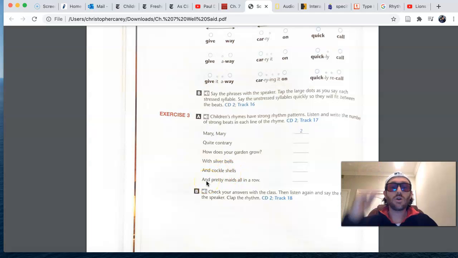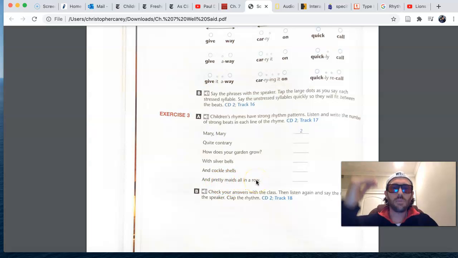And pretty maids all in a row. Pretty, first syllable in pretty. Maids, I think, is a little reduced, although maybe a strong beat here. I think it begins to be reduced a little bit though. All in a row. Be similar to this pattern here, right? And pretty maids all in a row. So we have 3 for this last line here.